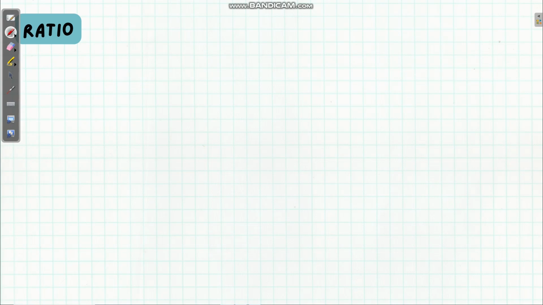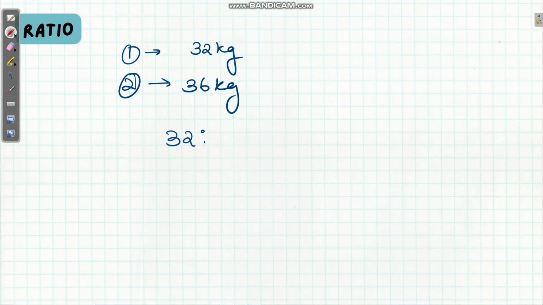So let's solve one question. Let's say we have the weights of two people. Let's take the first person. His weight is 32 kg, and let the second person's weight be 36 kg. If I want to find the ratio of the first person to the second person, that will be nothing but 32 is to 36. That is nothing but 32 upon 36. Can I reduce it? Yes. Can I convert it to a simple form?